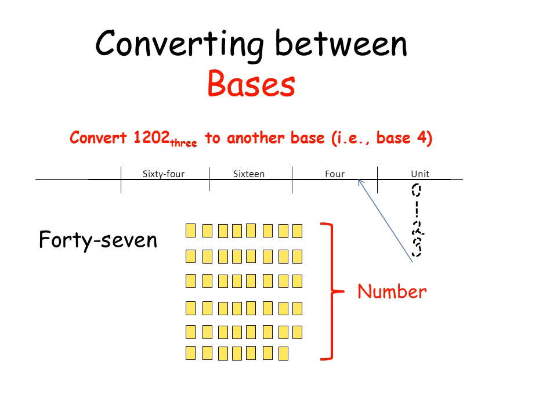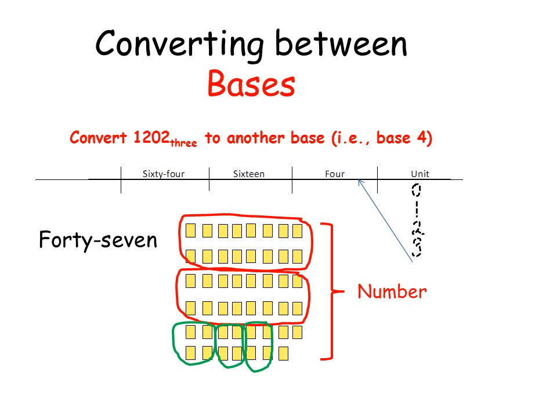I'm going to look to see how many groups of 16 I can measure out of the 47. There's one group of 16. There's another group of 16. I can only do 2 groups of 16 because I don't have enough to make a third group. So now I go to the next place value, my 4s, and look for groups of 4. I can measure out 1 group of 4, 2 groups of 4, 3 groups of 4. I cannot measure out more than 3 groups of 4. I don't have enough. Then I go down to my units, and I have 3 groups of 1.